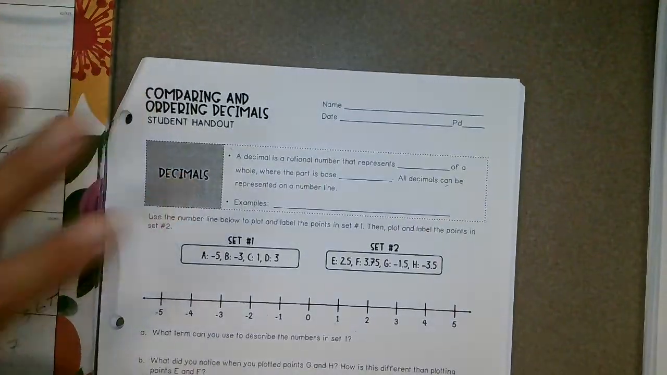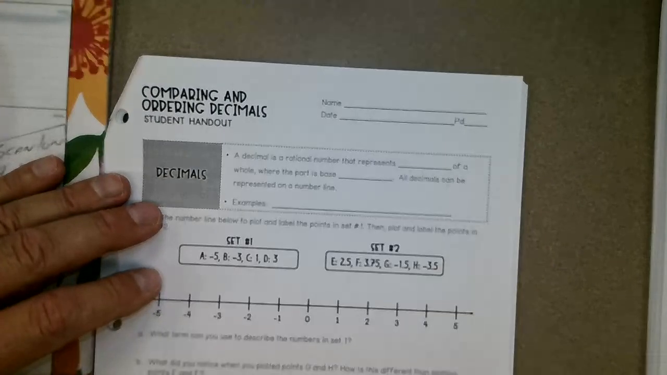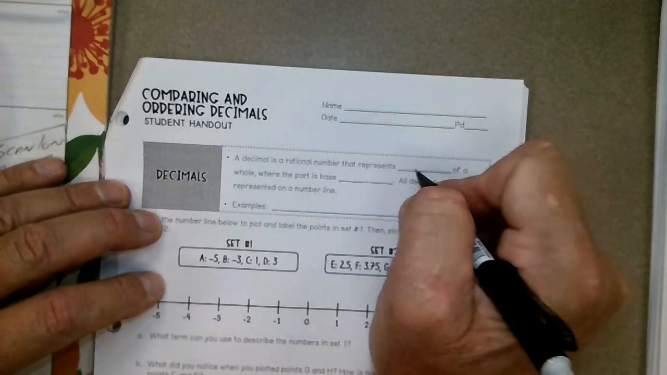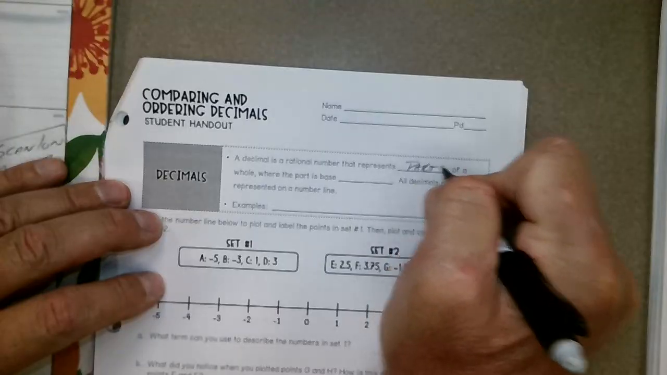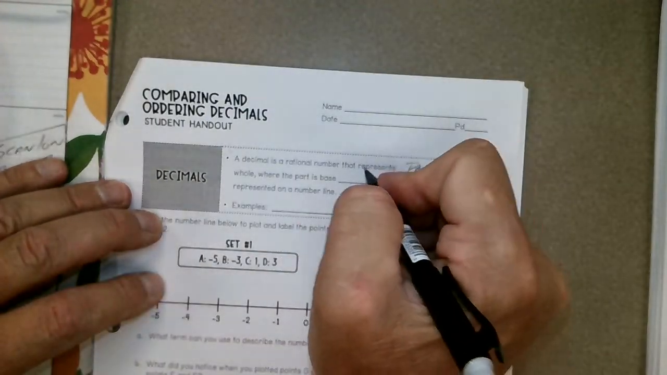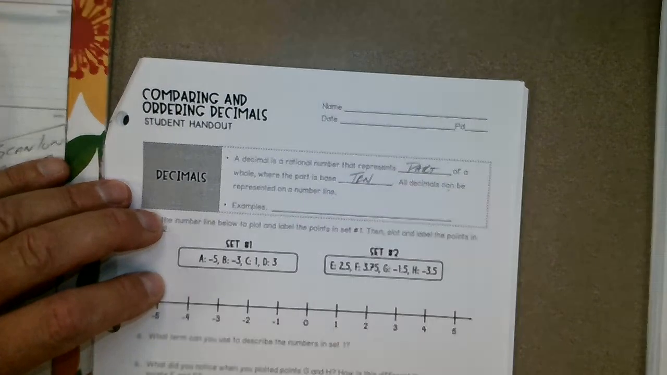Hopefully you have your packet. If you didn't, I posted a link for these three or four pages. A decimal is a rational number that represents part of a whole, where the part is base 10. All decimals can be represented on the number line. So let's talk about this for a second.